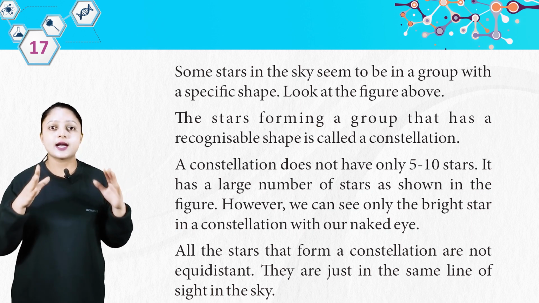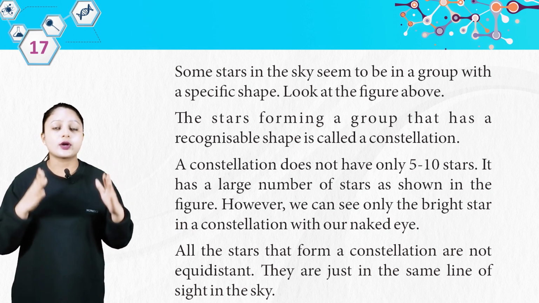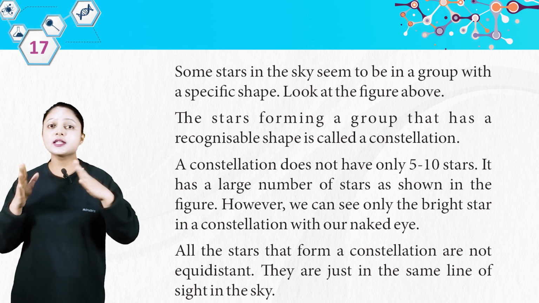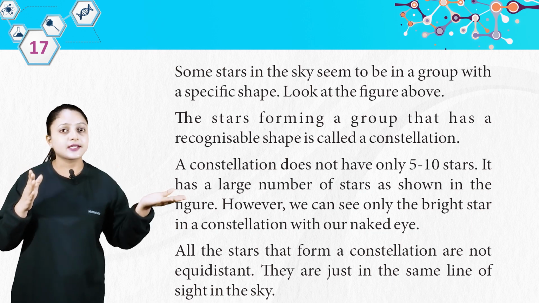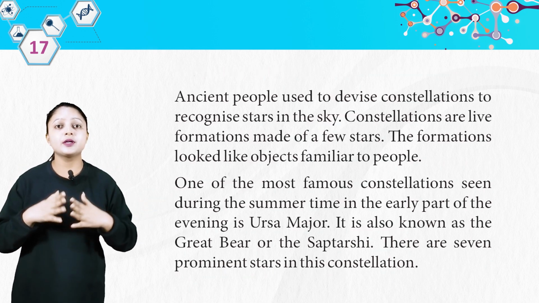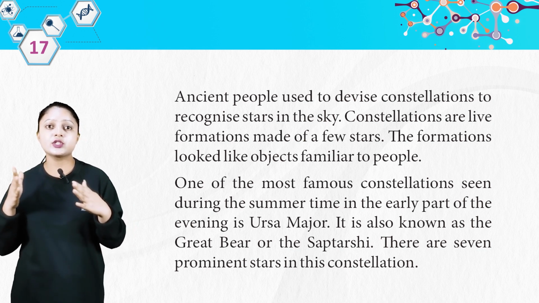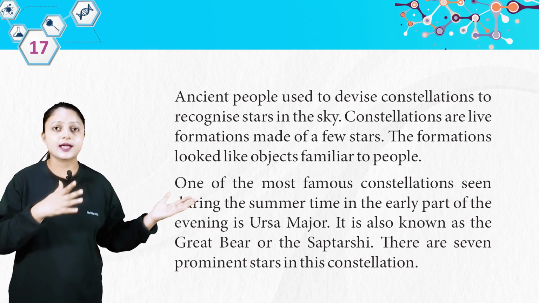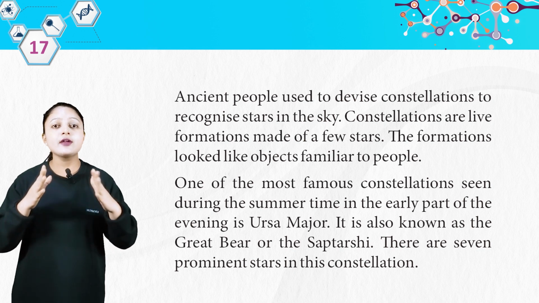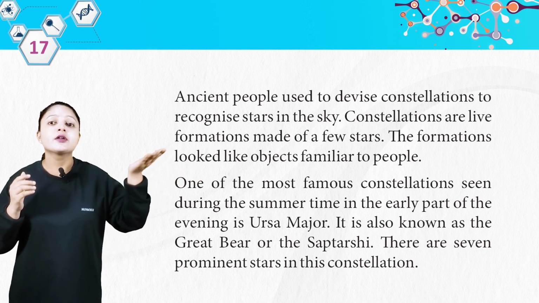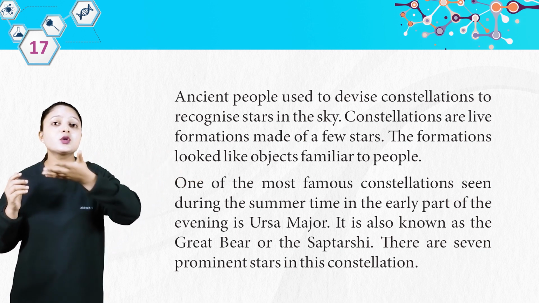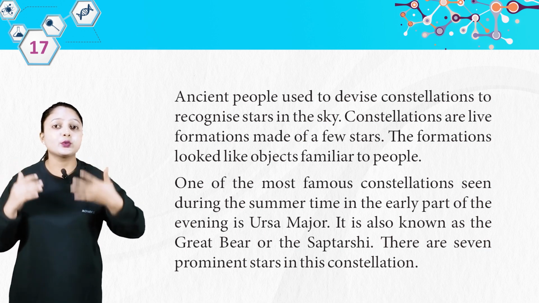All the stars that form a constellation are not equidistant, they are just in the same line of sight in the sky. Ancient people used to devise constellations to recognize stars in the sky. Constellations are formations made of a few stars. The formations looked like objects familiar to people.